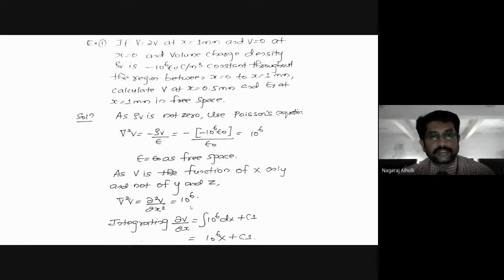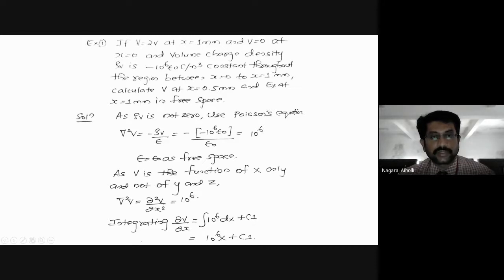Integration of 10 raised to 6, with respect to x, into x. With respect to x, we will get dx. First write it plus the constant term c1.